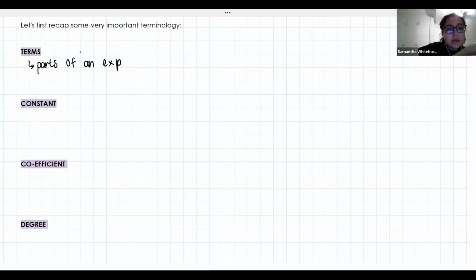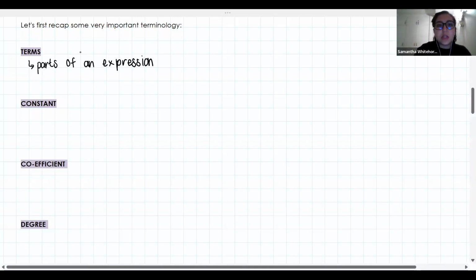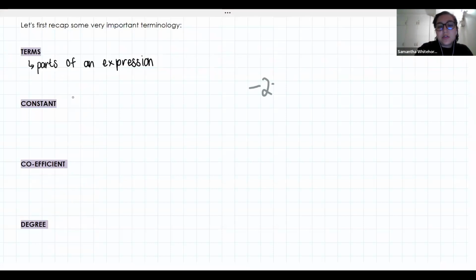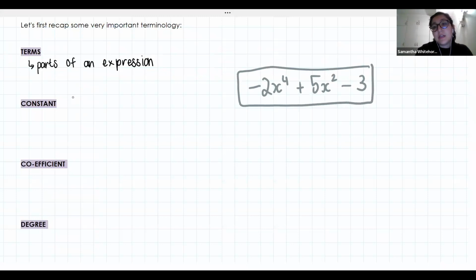So I'm going to write down an example expression, and we're going to use that to just understand all of these different terminologies here. So let's say, for example, I gave you an expression of negative 2x to the power 4 plus 5x squared minus 3.